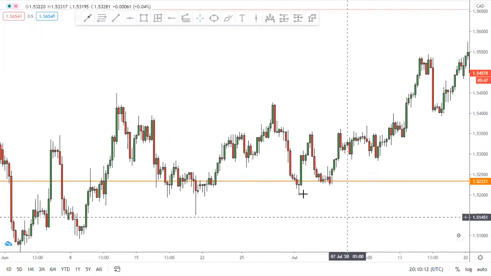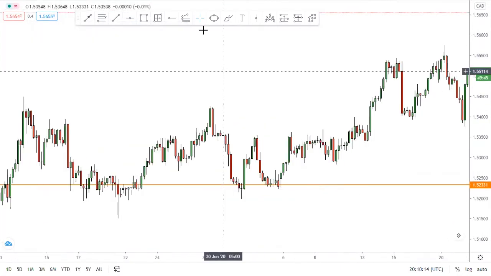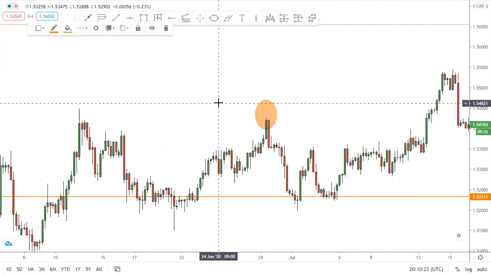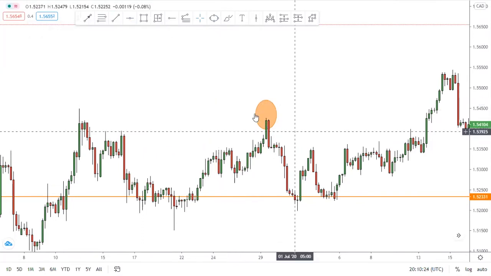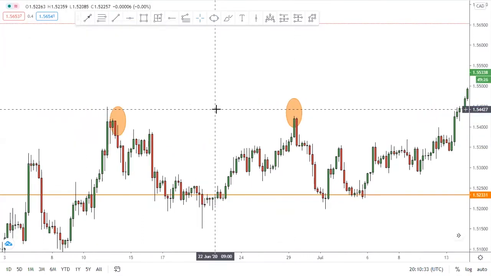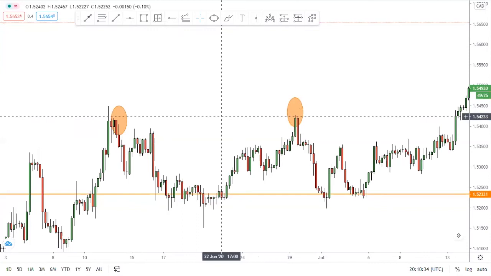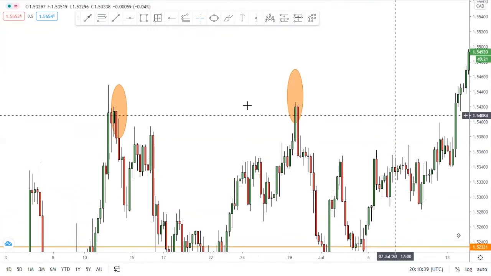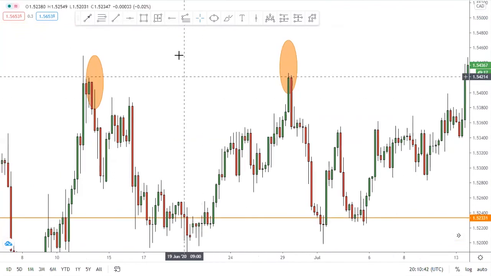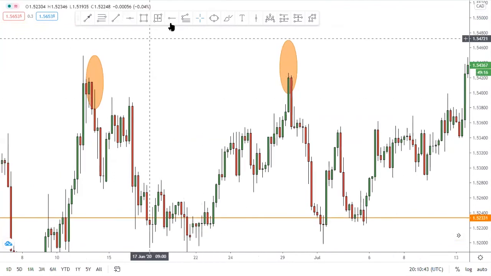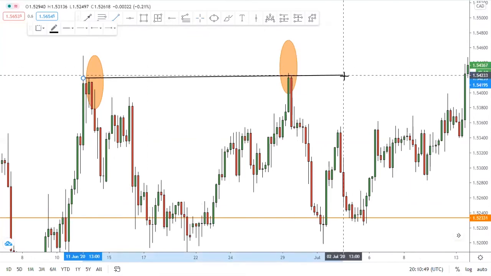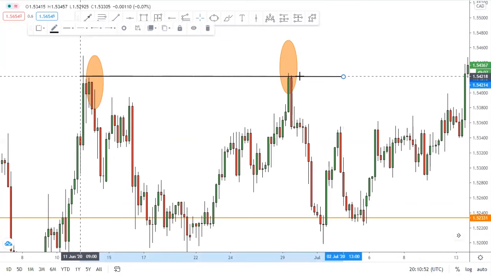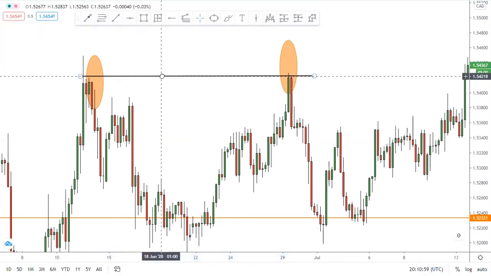Now, some people, look at these highs, these highs. Look at these highs and look at these highs as well. Look at them very carefully. Don't you see that they are almost on the same level? Let me make it look bigger. Let me place a horizontal line there so you see. Look, they are not exactly the same, but they are almost on the same level. The difference is very marginal. It is still considered as equal highs.